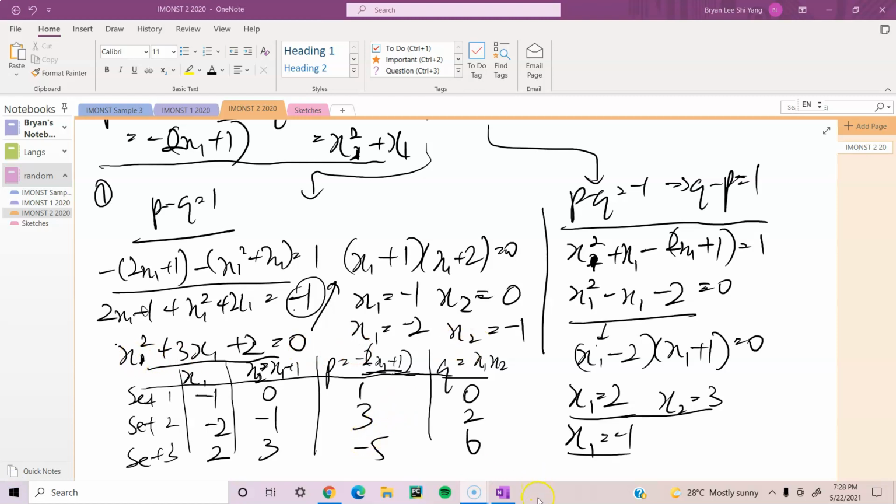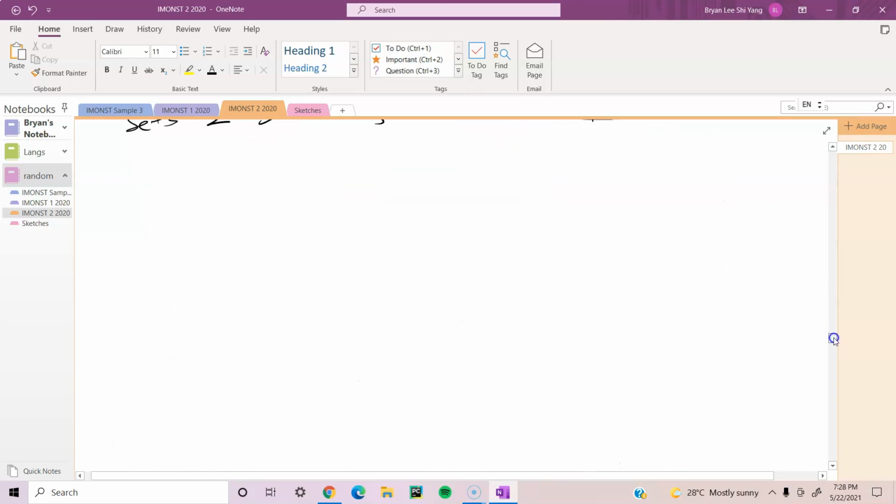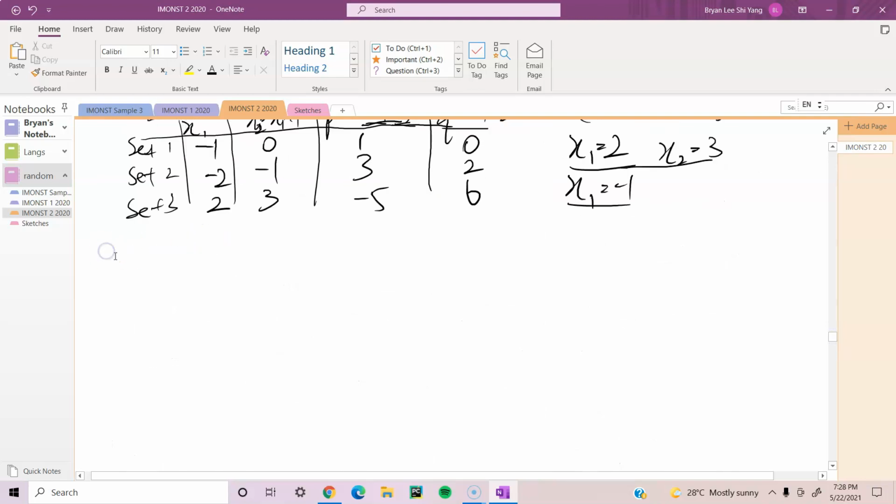From what we've concluded here, all of x1, x2, p, and q are just integers. So what we can write here is, I'm not sure if this is correct. If anyone thinks there's a better way to write it, you can write it down in the comments below, because this is just me stating my own way of writing this proof.